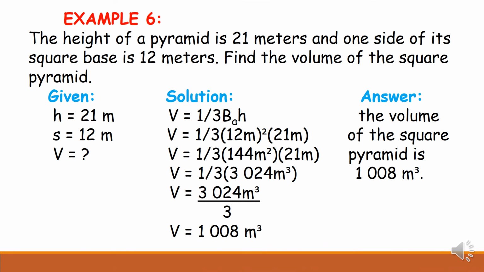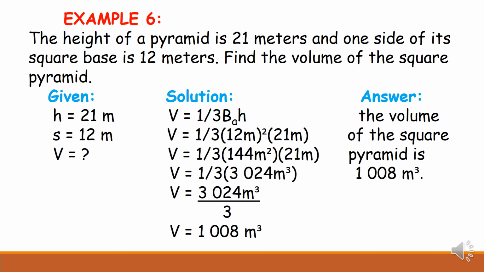Example number 6. We have here a word problem. The height of a pyramid is 21 meters and one side of its square base is 12 meters. Find the volume of the square pyramid. So we have here our given: height is equal to 21 meters, and side of the base is equal to 12 meters. Volume is unknown. Solution: volume of a square pyramid is equal to 1/3 times area of the base times height. So we have 1/3 times the area of the base, 12 meters quantity squared, times 21 meters.